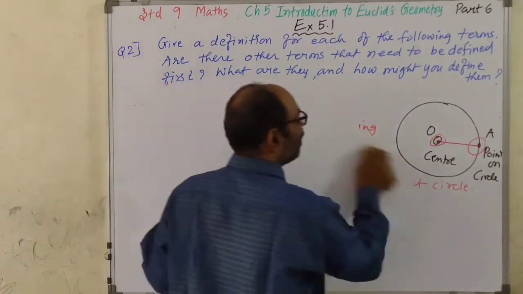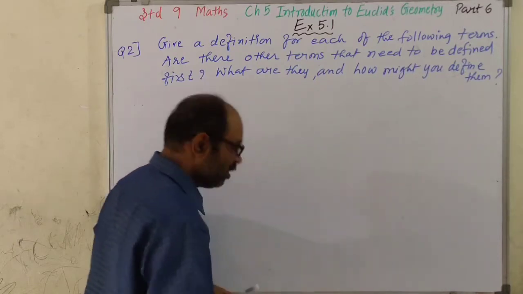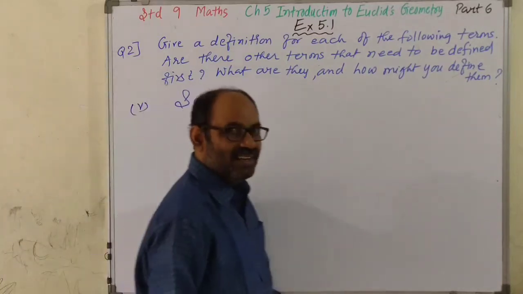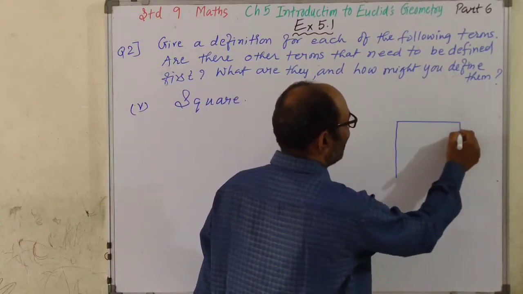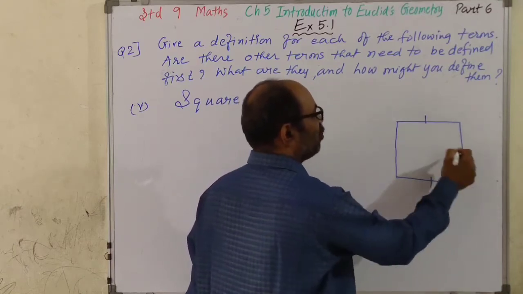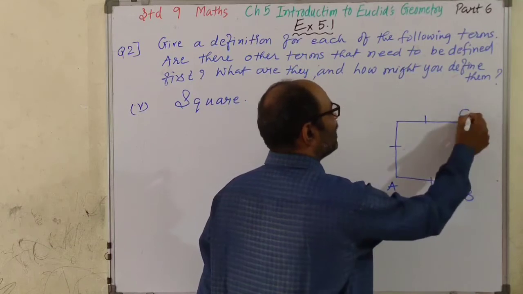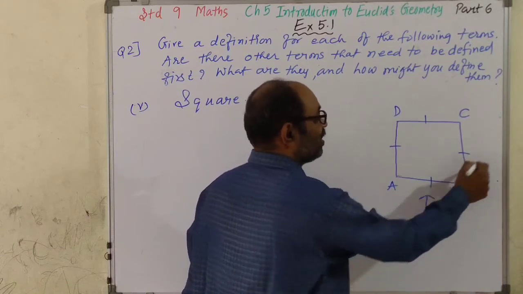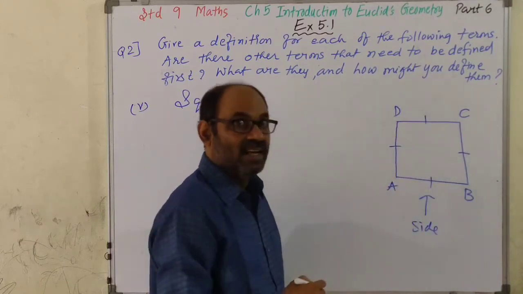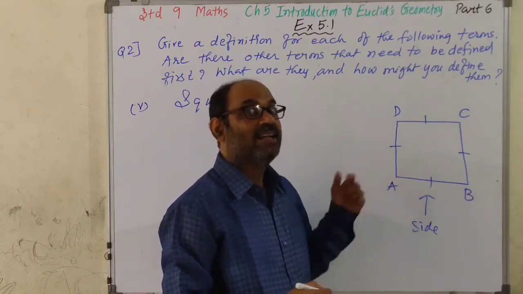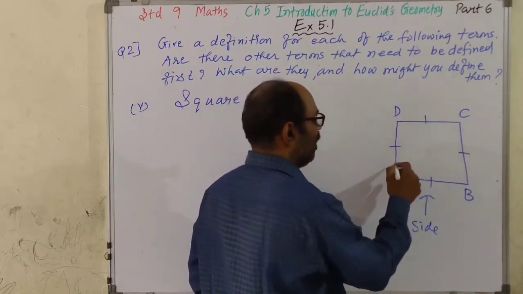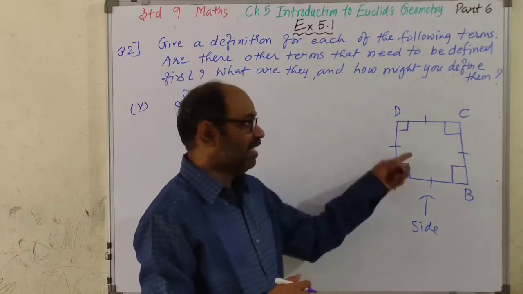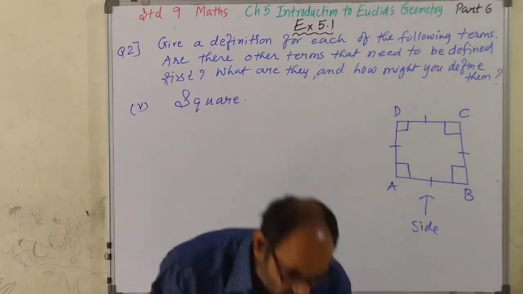Number 5, square. Children, do you know what is a square? This. All 4 sides are equal. Let me say this is ABCD. Side AB, side BC, side CD and side AD. The 4 line segments which form this square are called sides. They are all equal, and all angles, angle A, angle B, angle C and angle D, are right angles. Then this figure is called a square.